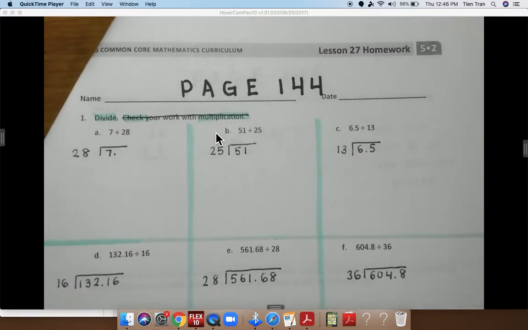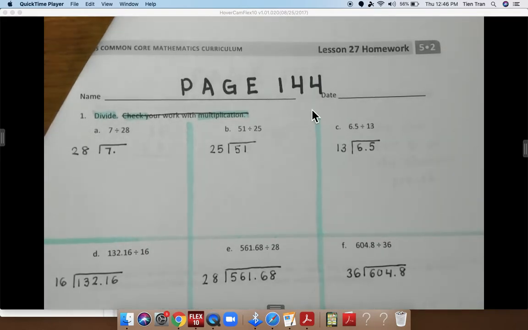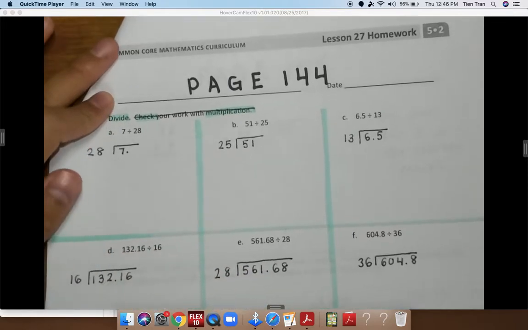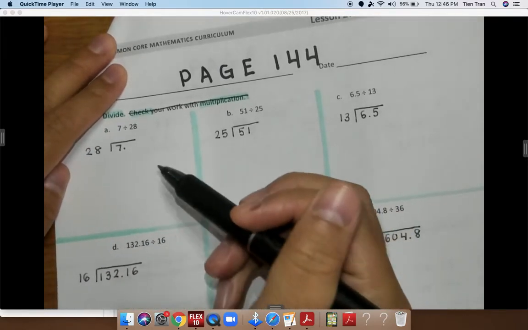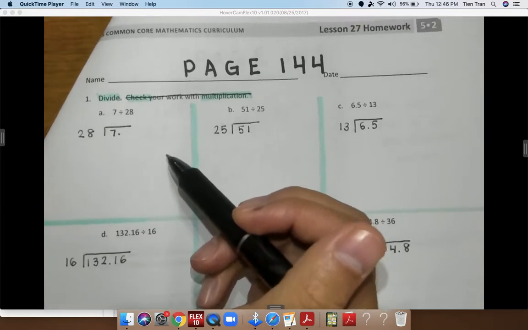We are on lesson 27, page 144. Make sure you are turning to the correct page. For the first problem, they asked you to divide and then check your work with multiplication. I don't have room for multiplication, but you can do that.